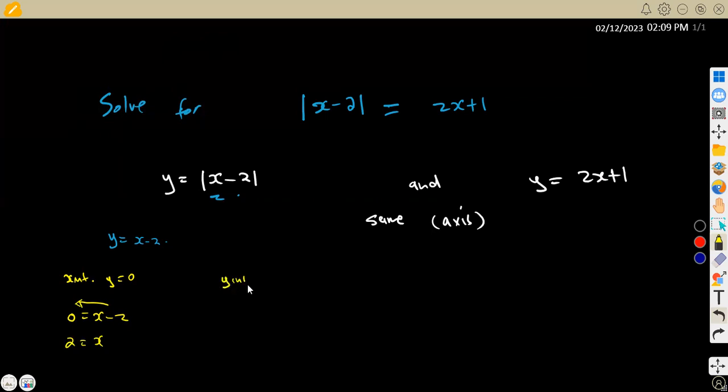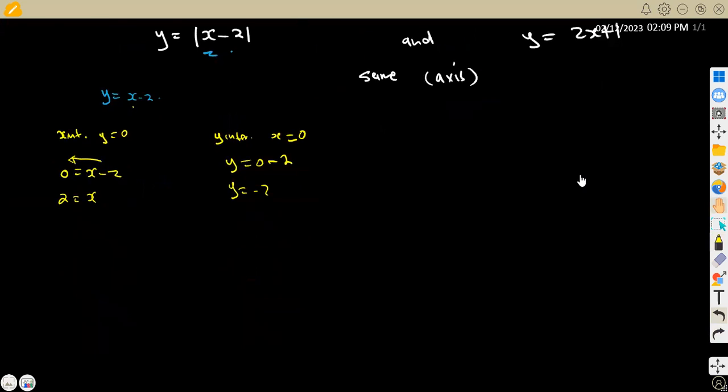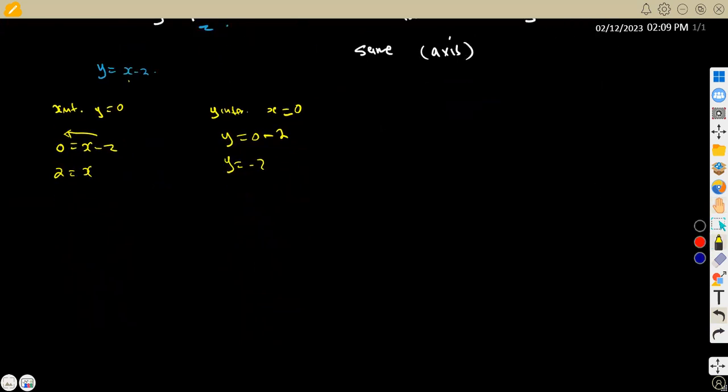Then for the y-intercept, we know that x is equal to 0. So if x is equal to 0, y is going to be, substitute a 0 in place of x, 0 minus 2. Sorry for that. So this is going to be 0 minus 2, that's y becomes minus 2. So our graph in actual sense was supposed to be of this nature.